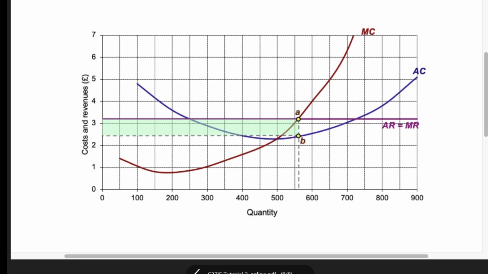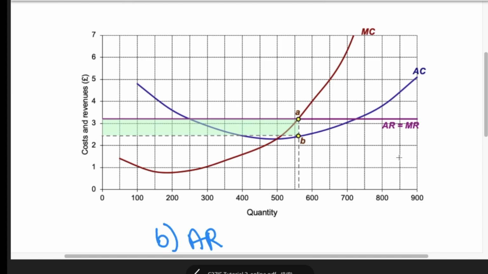And B wants us to have a little chat about the shape of the average revenue curve. So we've already established it's horizontal, but what I want to do is get into it a little bit more. So average revenue, how do I calculate average revenue again? What do I have to do to calculate average revenue? Total revenue divided by output, fantastic.